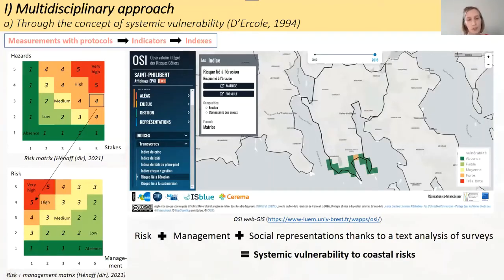Indicators of the component are then integrated into an index per component, and into the other components, in order to have the systemic vulnerability to coastal risk. Each step, indicators and indexes, is viewable thanks to a free web GIS called OSI, and that could be a great tool for dissemination, but also for management decisions.